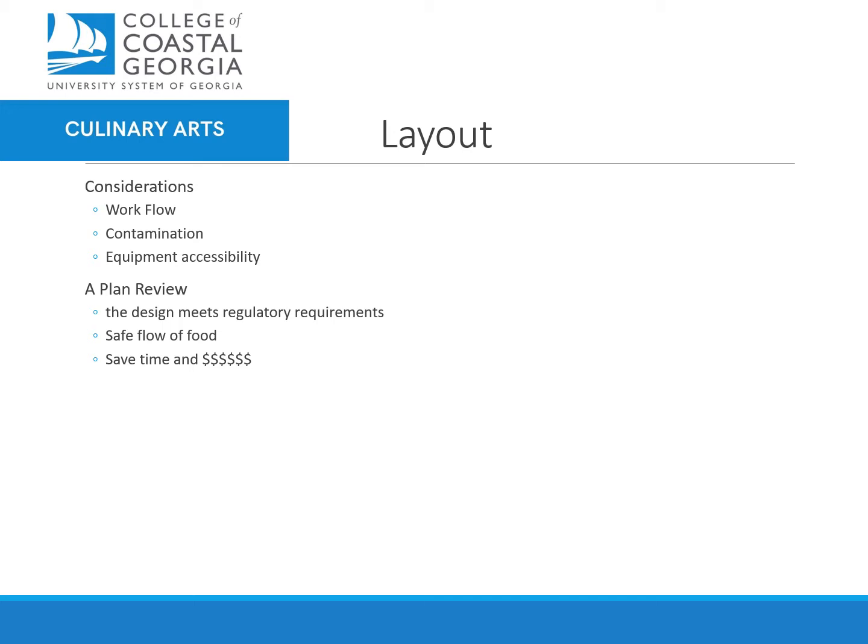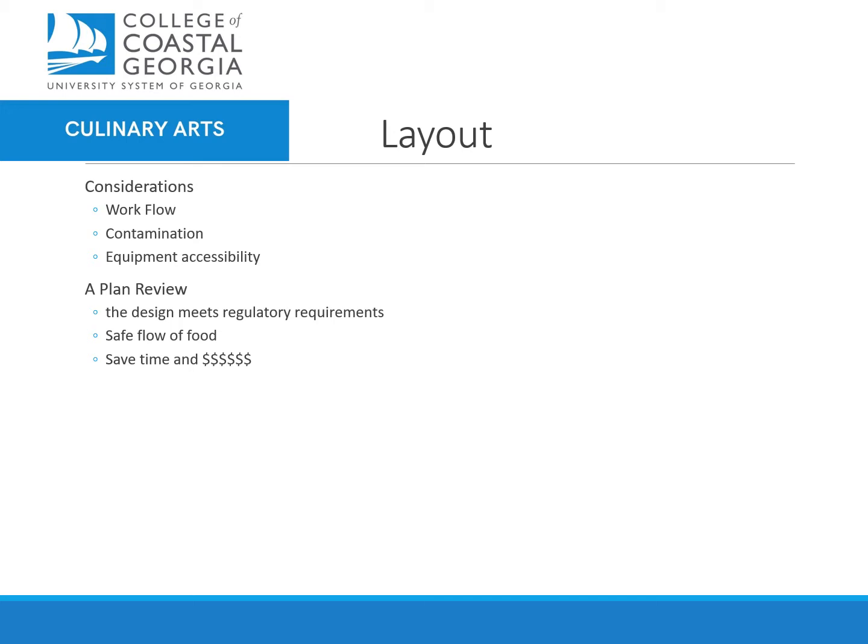Okay, so the first thing that we have to think about when we're designing a facility is the layout. Where is equipment going to be oriented? And there are lots of things that we have to think about when we're doing this. You want to think about workflow. So if you have certain pieces of machinery or workstations, do they need to be close to each other? It makes sense for someone doing vegetable prep, say for instance, to be near the vegetable storage area.